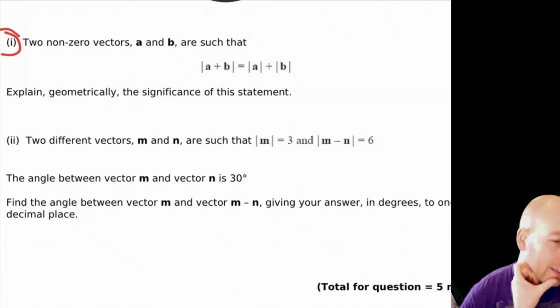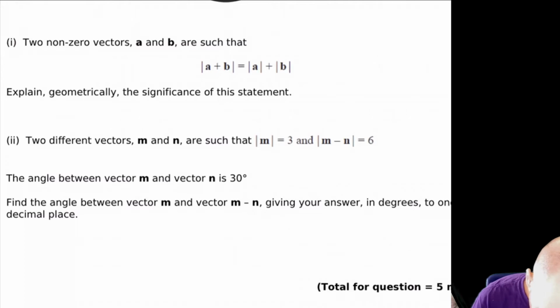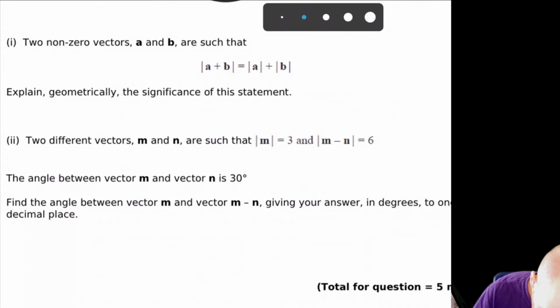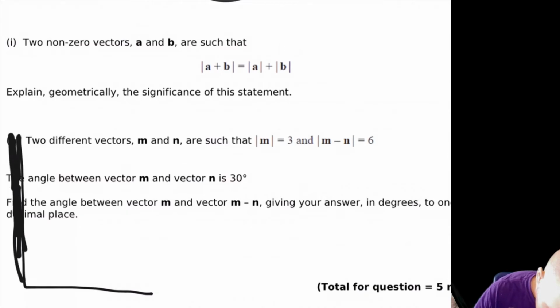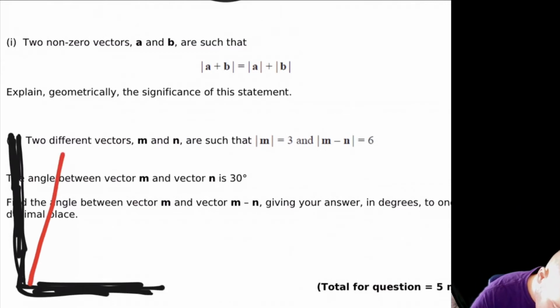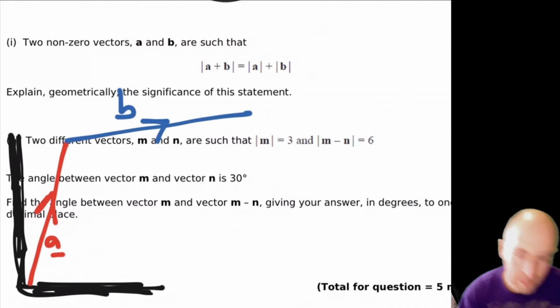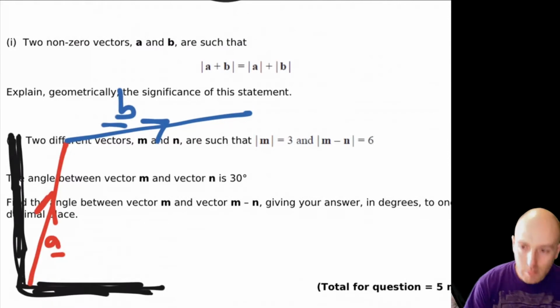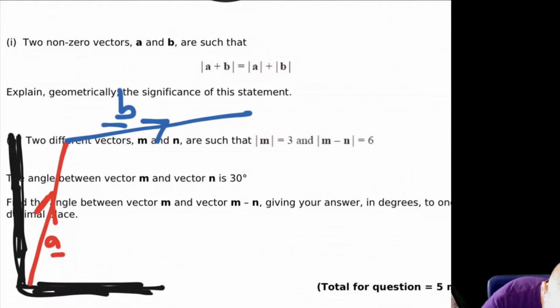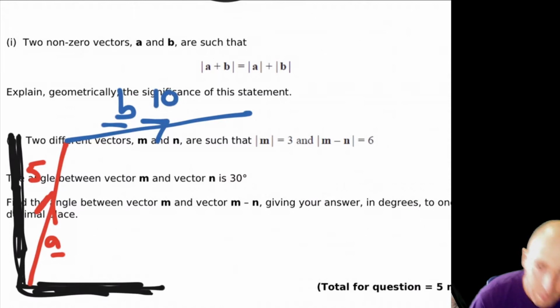Yeah, why are they parallel though? That's the hard part. So if I do part A first, the trick to A is a sketch. So if I draw some axes, there you go. Right, so if we've got two vectors A and B, here's A, here's B. Let's say that A has a magnitude of 5. Let's say B has a magnitude of 10.